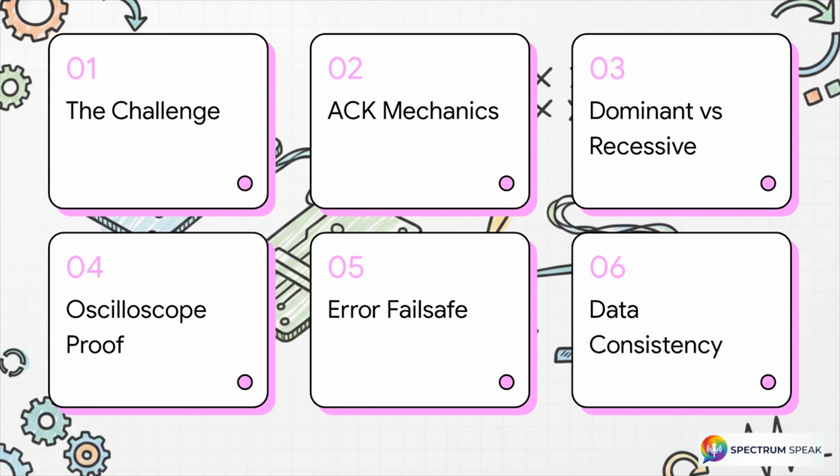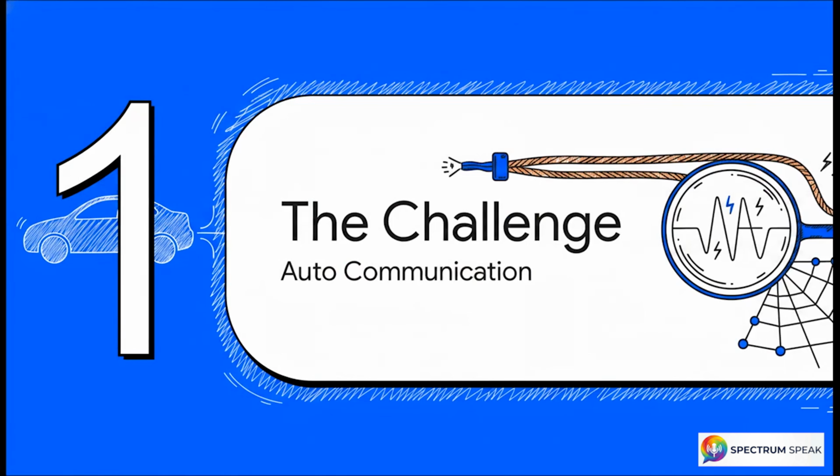Here is our roadmap for today. 1. The challenge. 2. ACK mechanics. 3. Dominant versus recessive. 4. Oscilloscope proof. 5. Error failsafe. And 6. Data consistency. Section 1.